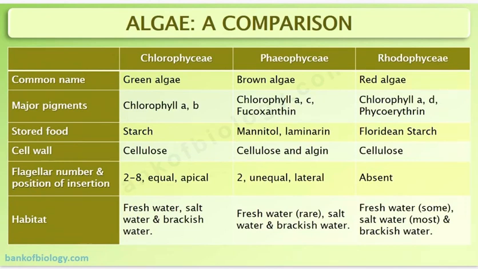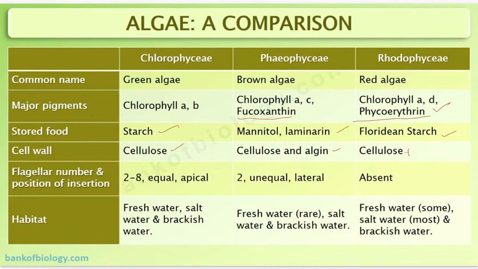And comparison, common name, green algae, brown algae, red algae. Major pigments in Chlorophycy, chlorophyll A, chlorophyll B, Phaeophycy, chlorophyll A, chlorophyll C and fucoxanthin. Because of that it is brown. And in Rhodophycy, red algae, chlorophyll A, chlorophyll D and this one, phycoerythrin. Presence of this makes them red colored. In Chlorophycy, stored food is in the form of starch, and we said in Phaeophycy it is mannitol and laminarin, and in this case Rhodophycy, floridean starch.